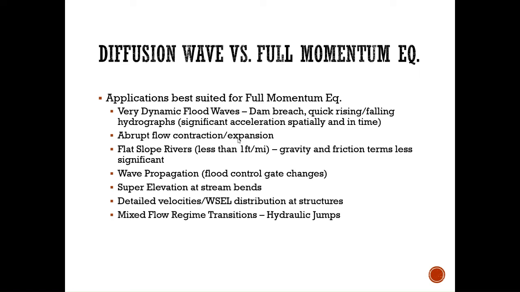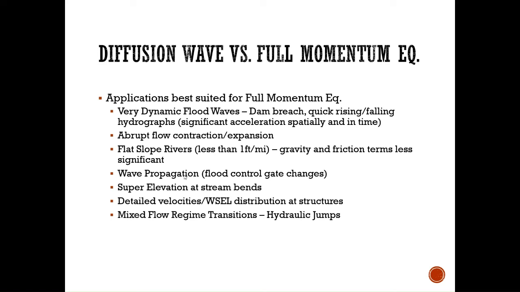If you've got a very slow moving flow, you're not going to have a lot of friction losses. So potentially your local and convective acceleration terms could be much more substantial than any of the gravity or friction terms. So a very flat slope river is a situation that you might want to consider using the full momentum equation for. Anytime you have wave propagation where you've got flood control, gate changes, for example, full momentum is best to use for that.